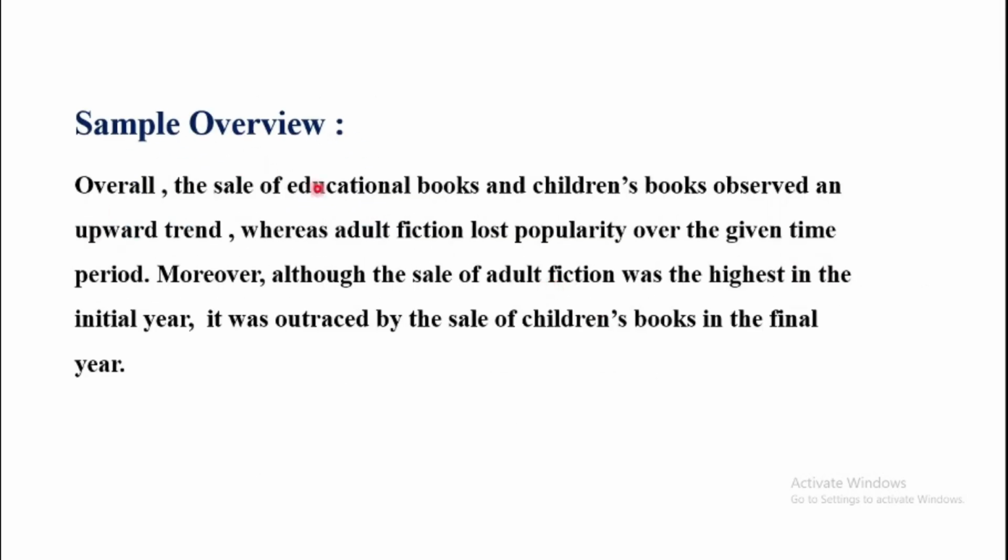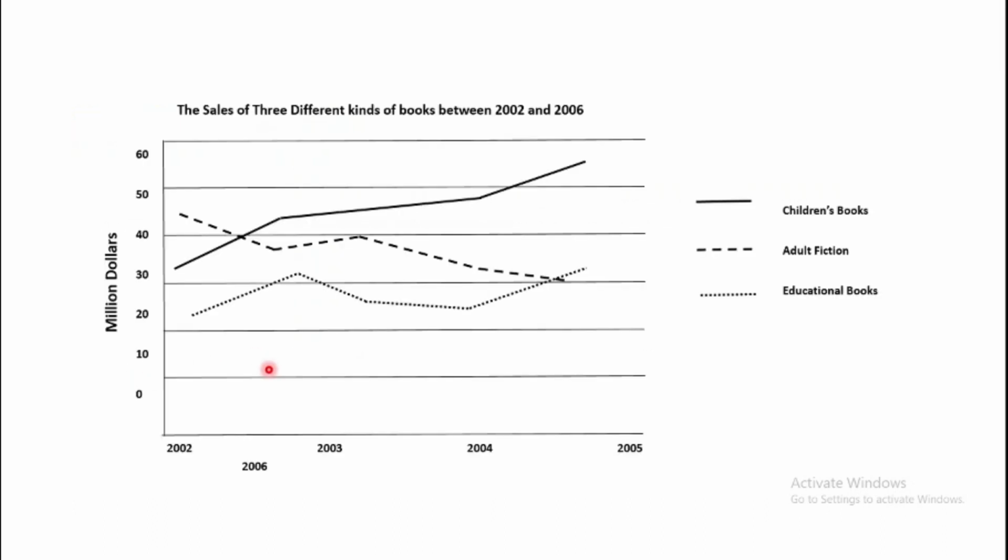Overall, the sale of educational books and children's books observed an upward trend, whereas adult fiction lost popularity over the given time period. Moreover, although the sale of adult fiction was the highest in the initial year, it was outdone by the sale of children's books in the final year. So as you can see, I have used only 2 sentences in my overview and completed it in a good way. You have to write your overview like this only.